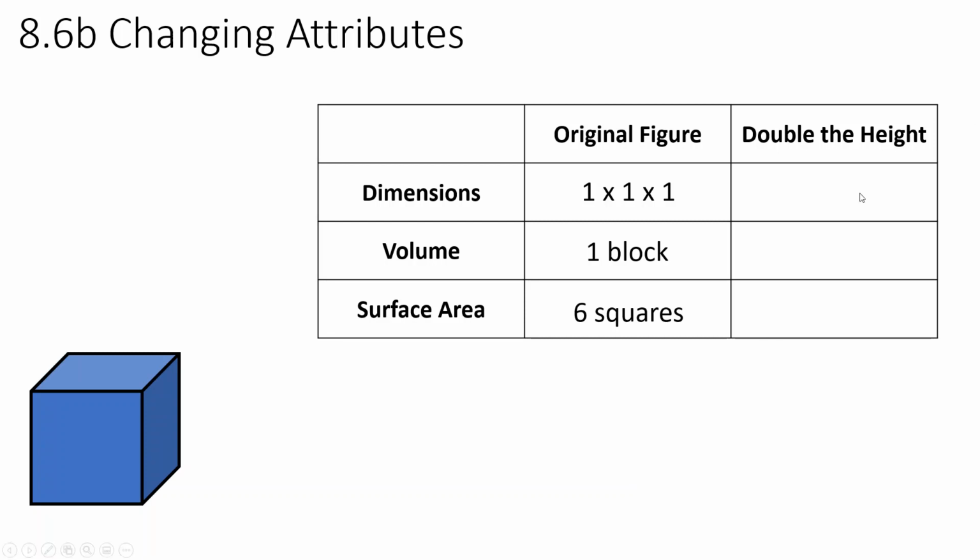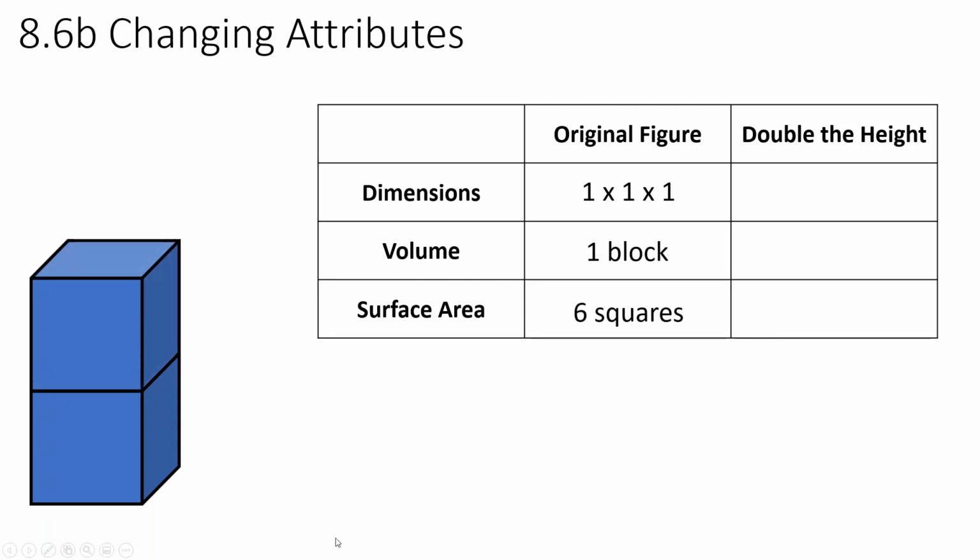So if we double the height, well, that would mean we're putting another block on top of it. So now we have a length of 1, a width of 1, and a height of 2. So it's a 1 by 1 by 2. The volume is now going to be how many blocks? Well, we have a block here and a block here. That's going to be 2 blocks.